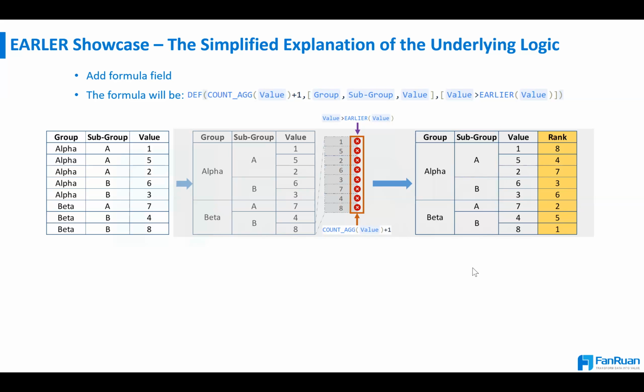And for the EARLIER function, it creates a subview under the specific dimension grouping. And when you see it in your self-service dataset, it will be shown in a detailed table format, not this group table format.